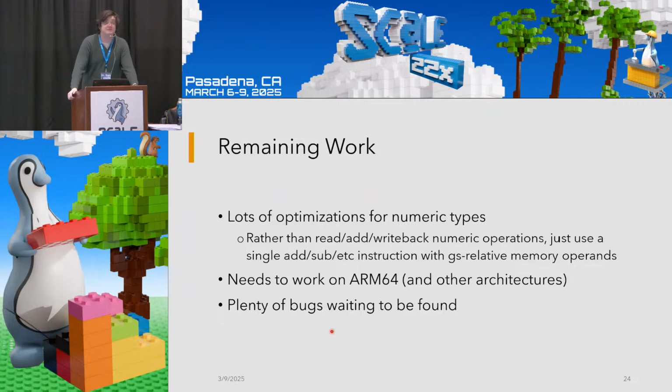The per CPU subsystem is used in performance critical code, so we want everything to be as optimized as it possibly can be. And this means lots of numeric types floating around and lots of peephole optimizations that exist on the C side when you're handling numeric types that we also want to emulate. Rather than doing a read, add, write back for numeric operations, you can just use a single add or sub instruction that does that all in one instruction. Whereas right now, we're copying it over, manipulating it, and writing it back.